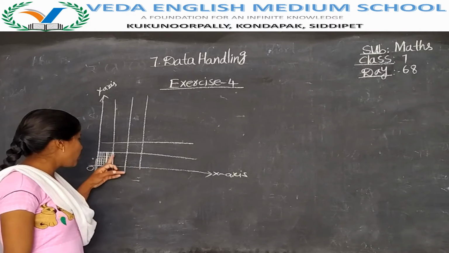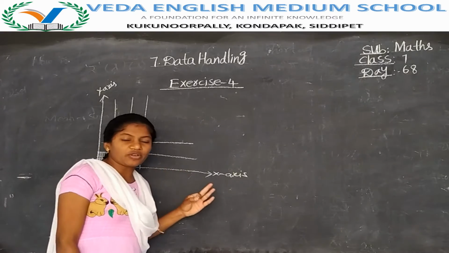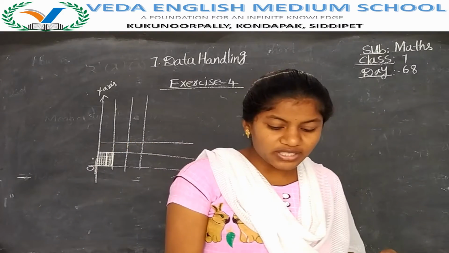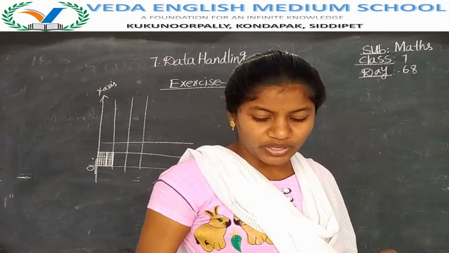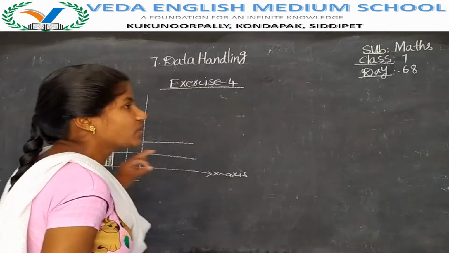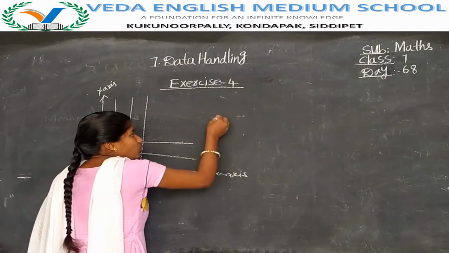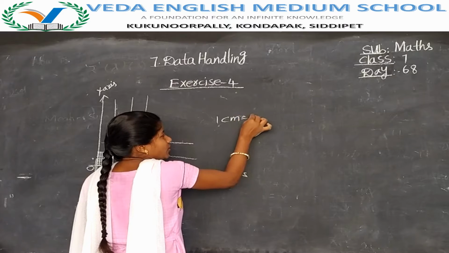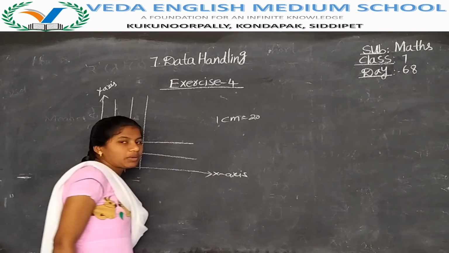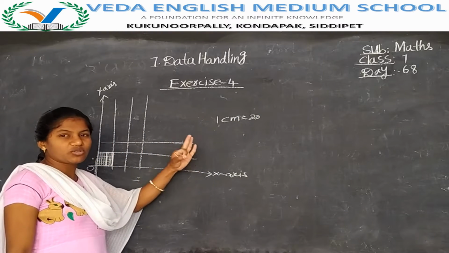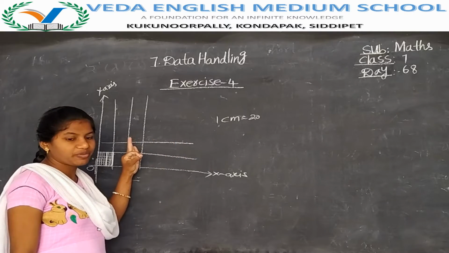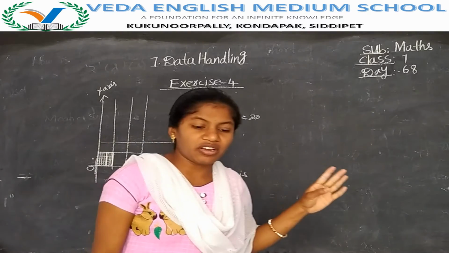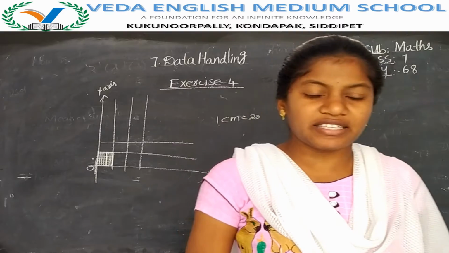Here each box is in the shape of a square. So we have to calculate that 1 unit is equal to 1 centimeter, we have to take. So 1 centimeter is equal to 20 units or 30 units like that. Based on the question we take the square and draw the graph. We have drawn graphs already in class 6.